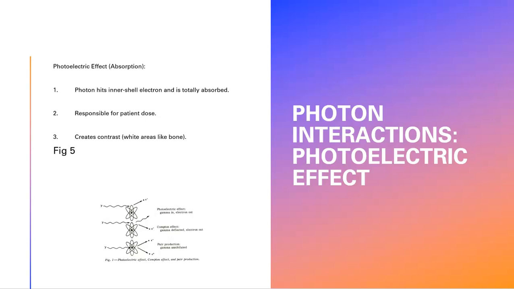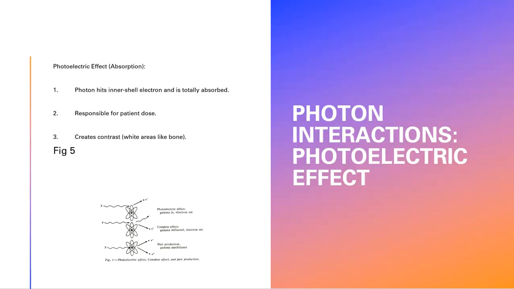The photoelectric effect is the hero of image contrast, but the villain of patient dose. This occurs when an X-ray photon hits an inner shell electron and is completely absorbed by that atom. Because the photon is totally gone, it never reaches the image receptor, leaving a blank or a white spot on our image. This is exactly why bones look white on a radiograph.